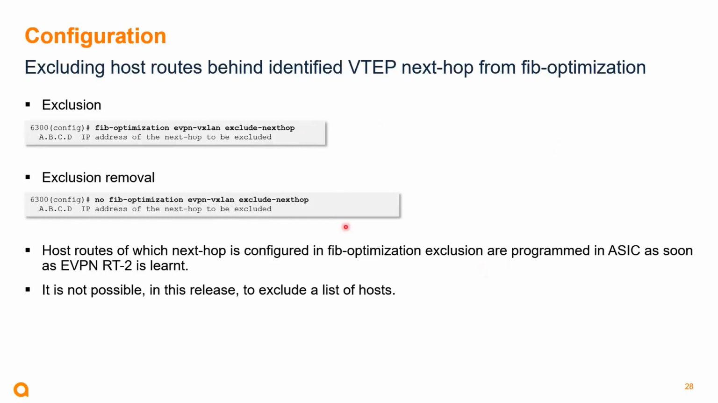So obviously, if you put some next hop here, those corresponding routes will be immediately programmed into the ASIC. And yes, this is something that we already discussed internally. In this release, we do not have the possibility to exclude a destination host. Okay, it may come later. We do not know yet.